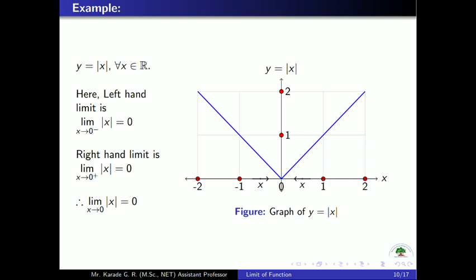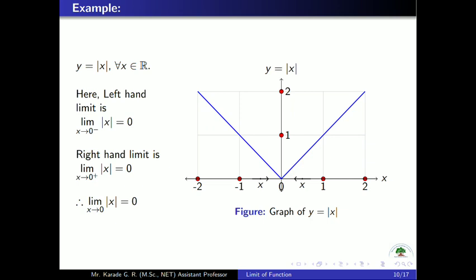So limit of mod x as x extends to 0 minus is equal to 0, and similarly the right hand limit is limit of mod x as x extends to 0 plus and it is equal to 0 again, because as x approaches towards 0 from the right hand side of 0, the graph of that function also approaches towards 0, or the values of function approach towards 0. So therefore the left hand limit and right hand limit both exist at x equal to 0, and it is equal to 0.